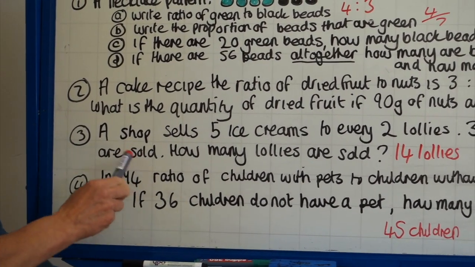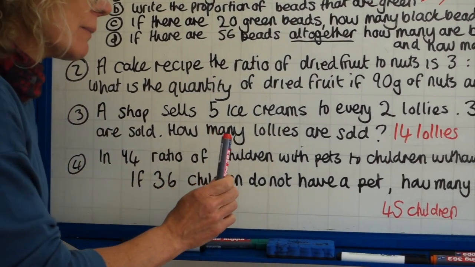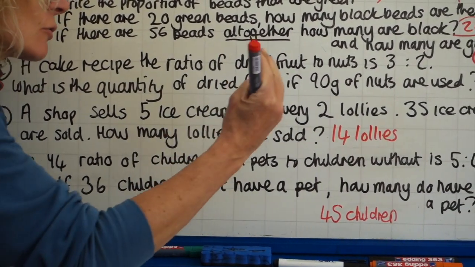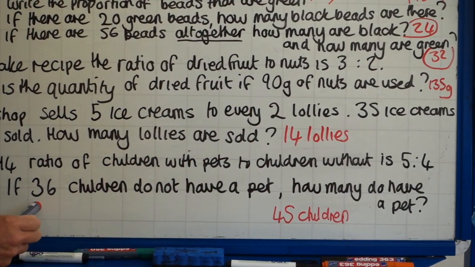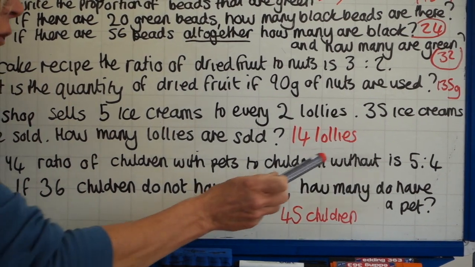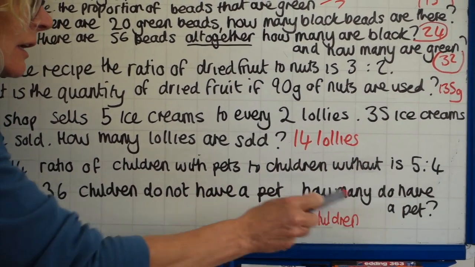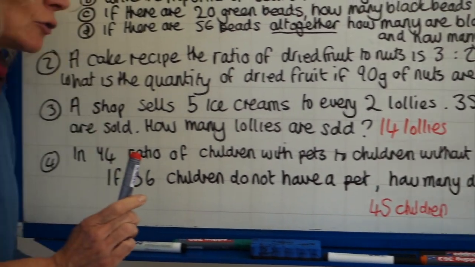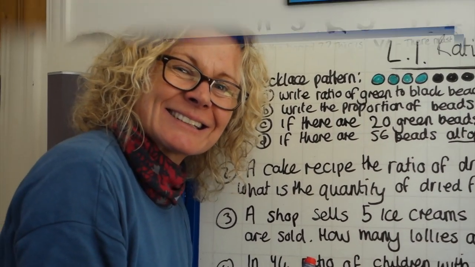And the last one, year 4, ratio, pets, children with pets to children without pets. So if there are 36 children that don't have pets, what have you done to one side? Do it to the other to get your answer of 45 children. Hopefully you did well at that.